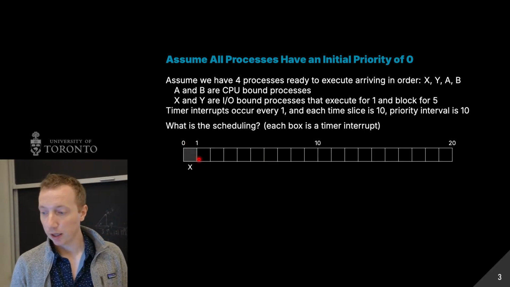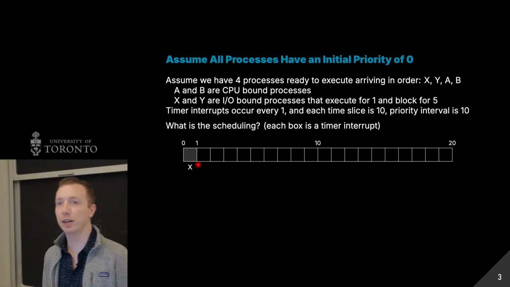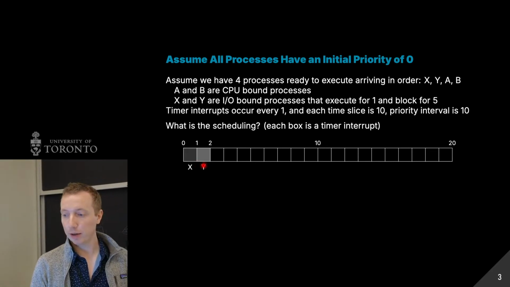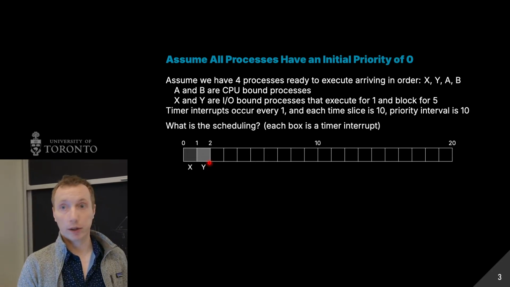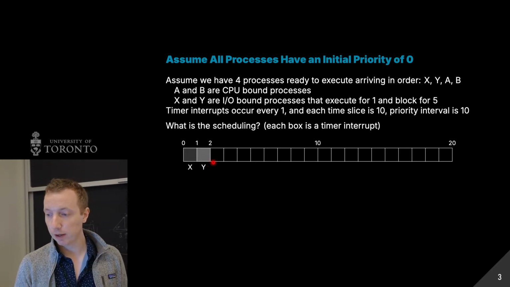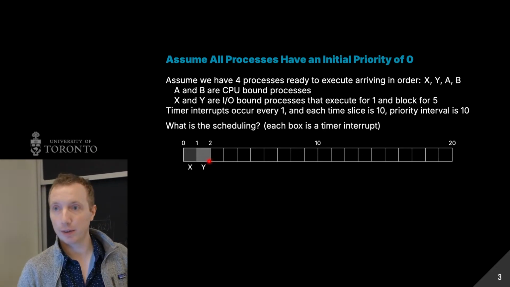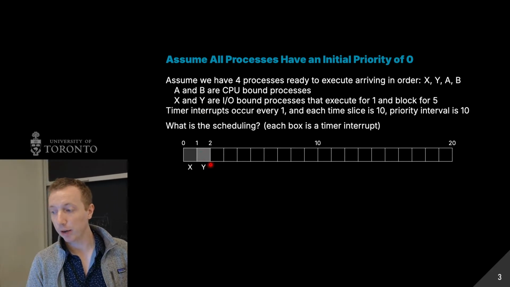So if they all have the same priority and X is now blocked, what do I run next? Y. So I run Y. It's another one of those IO-bound processes, so it only runs for one time unit, then it's blocked for 5. Now what do I run? A, right? So that is the last one that's eligible to run. At time 2, X is blocked, Y is blocked, so the next in line is A.